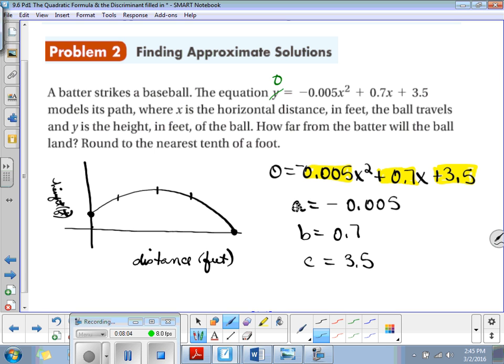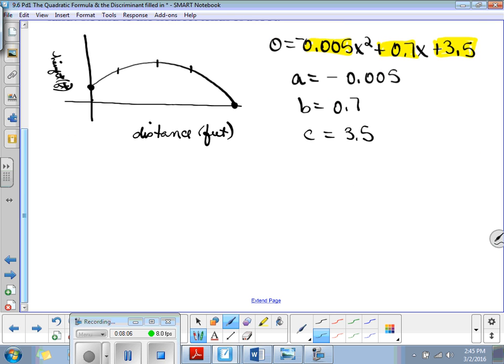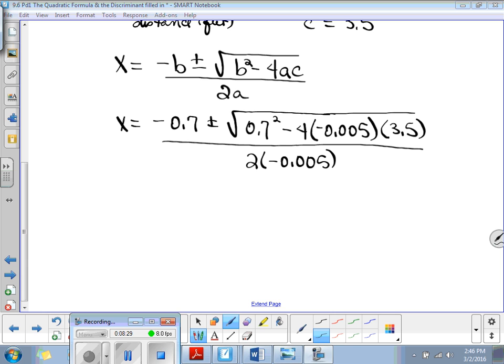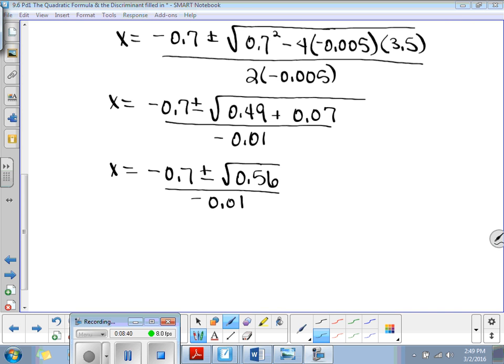And now, all we have to do is substitute that information into our quadratic equation. X is equal to negative b plus or minus the square root of b squared minus 4ac, all divided by 2a. So here is the equation after we've substituted, and this is what we're going to simplify. So here we are all simplified.